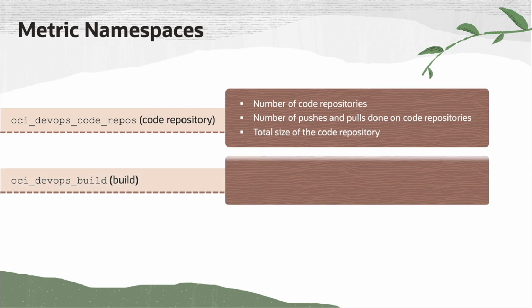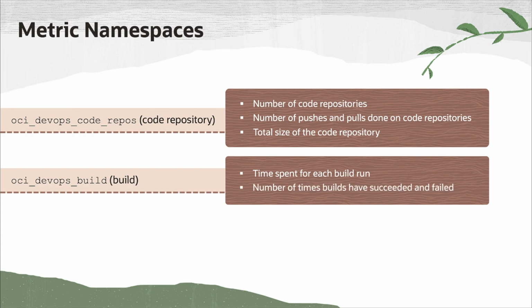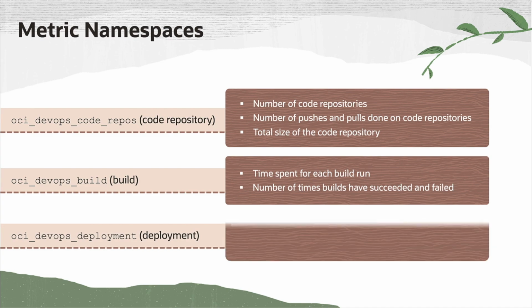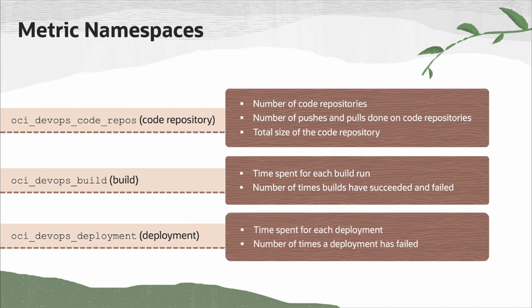The OCI DevOps build is another namespace, and it is used to monitor the build pipeline. For example, you can monitor the time taken by the build run, the number of times the build has succeeded or failed, etc. OCI DevOps deployment is used for monitoring the deployment pipeline. And here you can monitor the time taken for each deployment or the number of times the deployment has failed its execution.